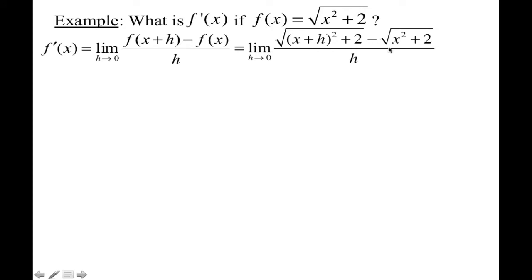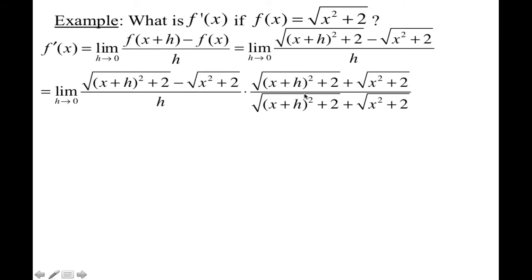Now I'm going to simplify a little bit. And to do this, well, technically, let me back up. If I was to plug in 0 right now, I would get 0 over 0. It tells me I've got to do some type of algebra. Since I have a root on the numerator, I am going to rationalize the numerator. So I multiply the top and bottom by the conjugate.